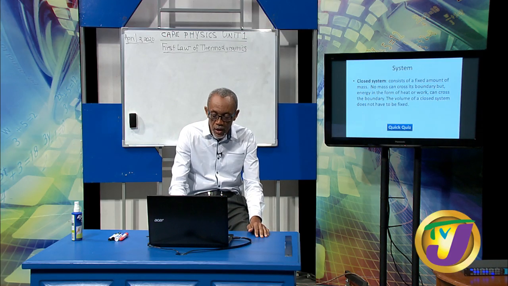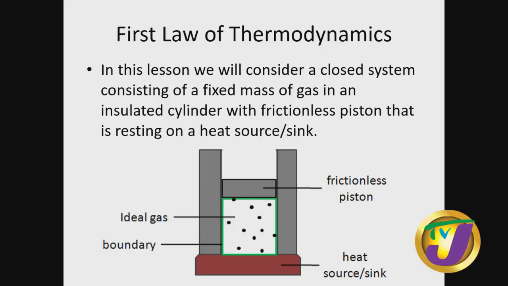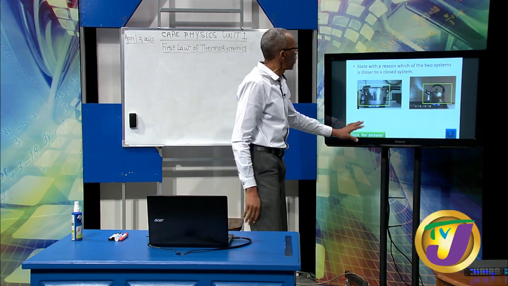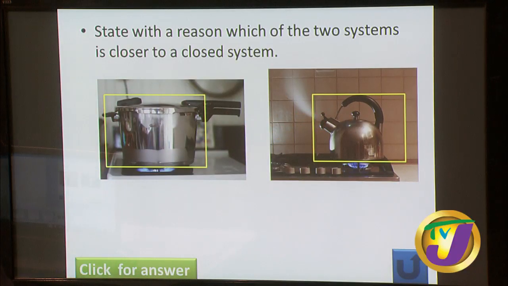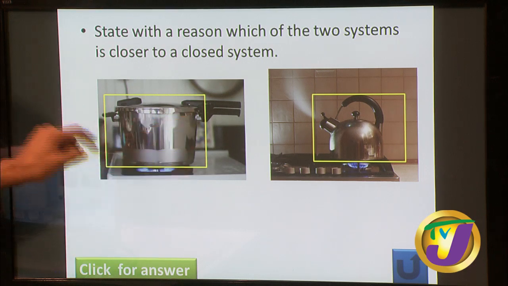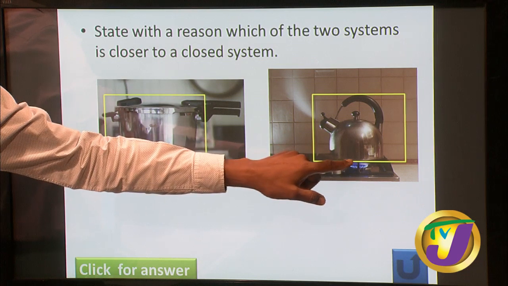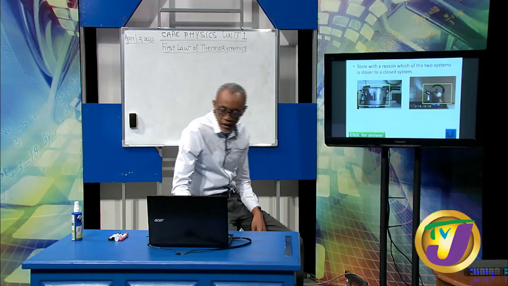So here is a quick quiz question. State with a reason which of the two systems is closer to a closed system. So we have a pressure cooker here cooking, and a kettle. And there is heat exchange between, this is the boundaries here, there is heat going into the system. And we ask which is closer to a closed system. And so for the answer, let's click here for the answer.